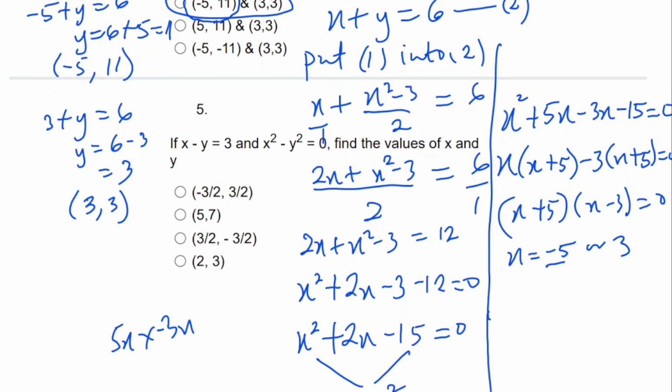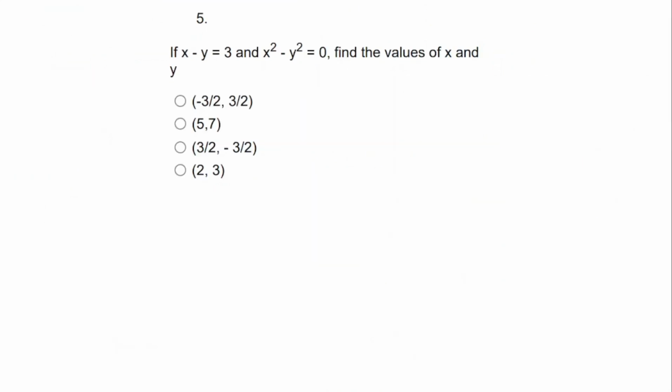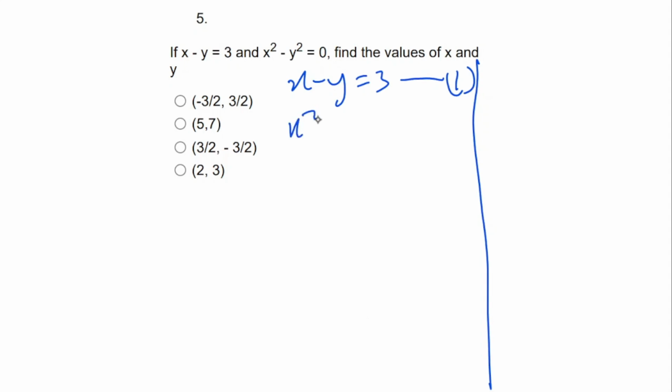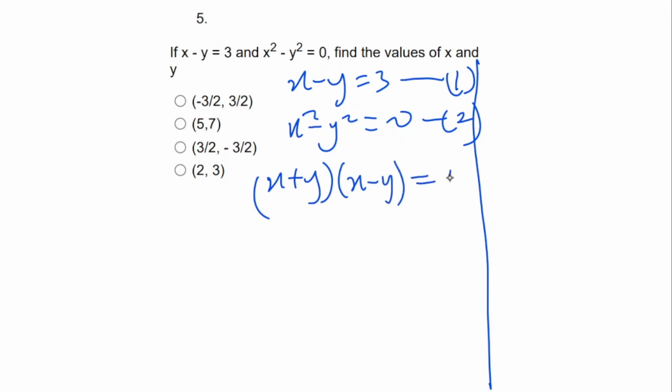So let's clean this. All right, question 5 now. If x minus y equals 3 and the other one. So this is just like the one we did the other time. So we're going to have x minus y equals 3. This is equation 1. Then x squared minus y squared equals 0. So from equation 2 now, we can have equation 3 to be x plus y, this difference of two squared, then x minus y equals 0.